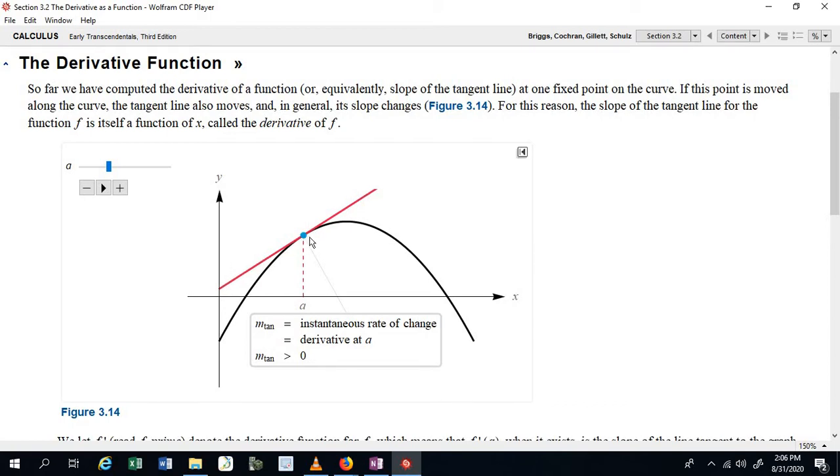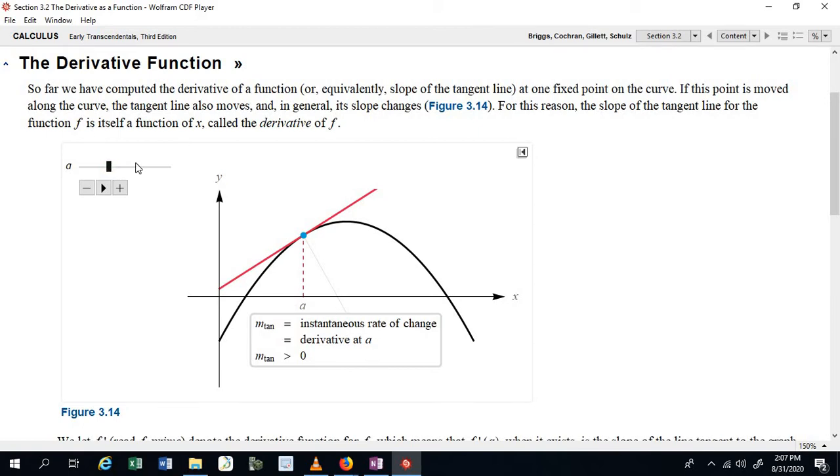And so in this case, you can see that the slope of this tangent line is positive. So f prime evaluated at a, the derivative evaluated at a, would be a positive number. And by the way, that's also equal to the instantaneous rate of change in the function at this point a. All three of these are equal to each other. Okay? So the slope of the tangent line at a is equal to the instantaneous rate of change in the function at a, which is also equal to the derivative evaluated at a.